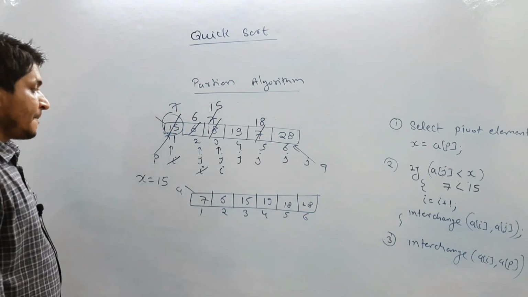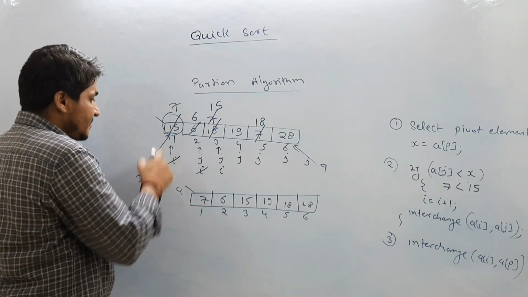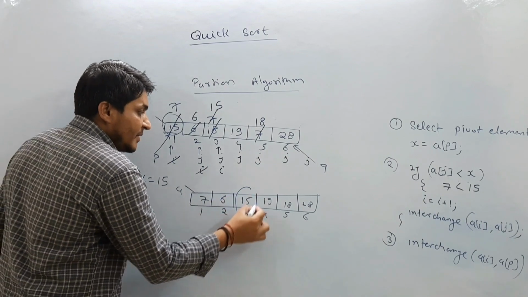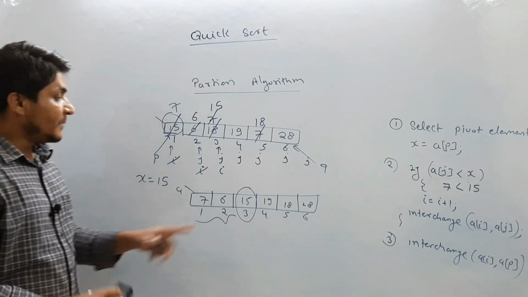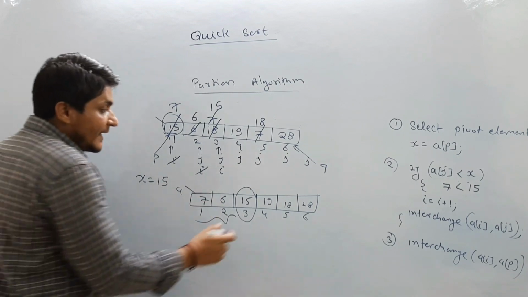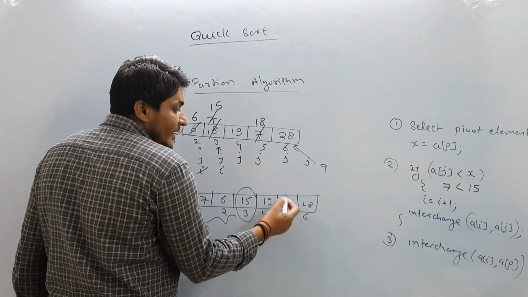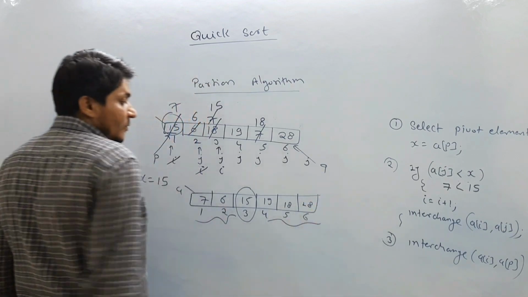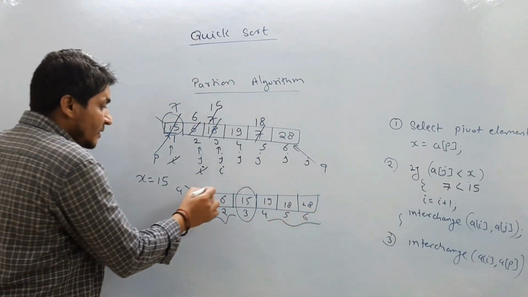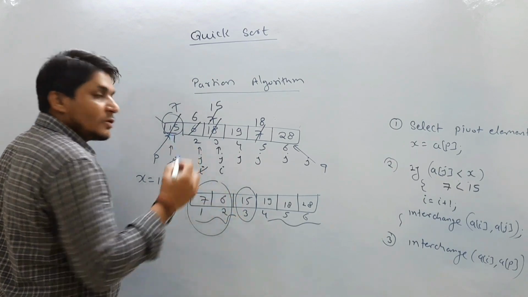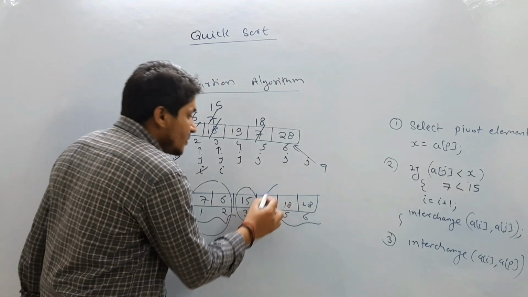See, in this case we have assumed 15 as a pivot element. So this is the pivot element. Now all the elements which are smaller than the pivot element are available on the left hand side. All the elements which are greater than the pivot element are available on the right hand side. If you observe, this part is not sorted, and this part is also not sorted.